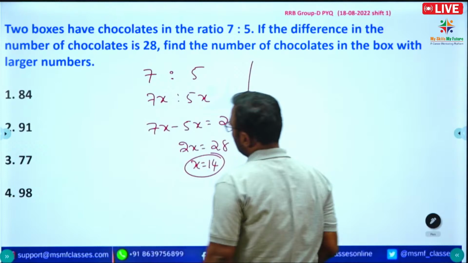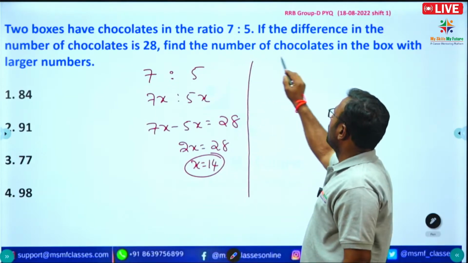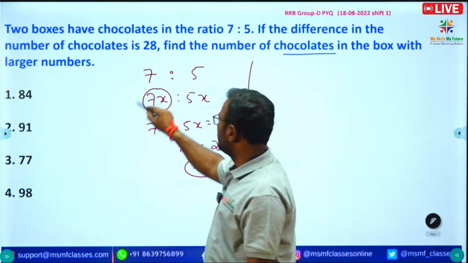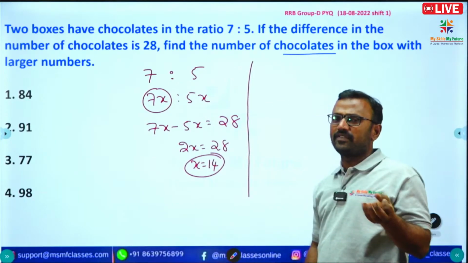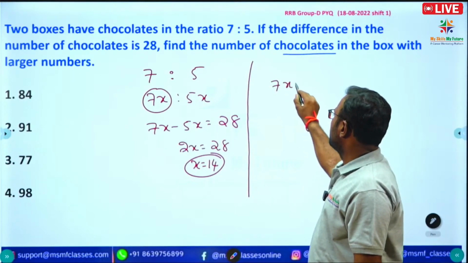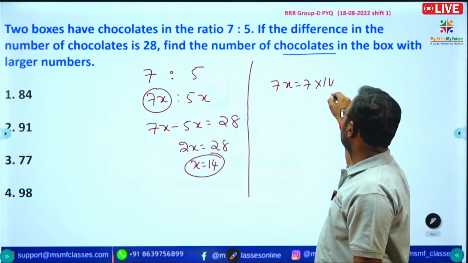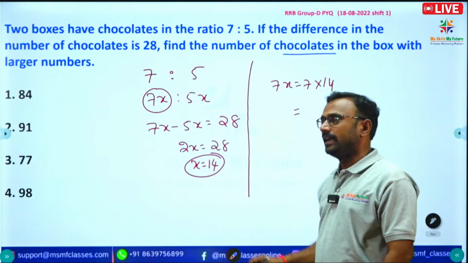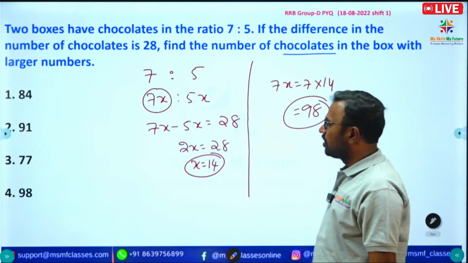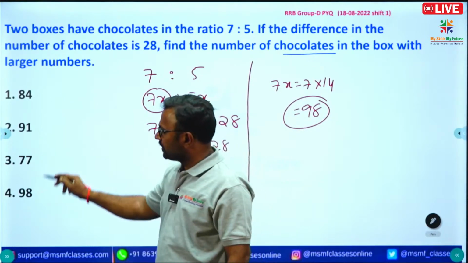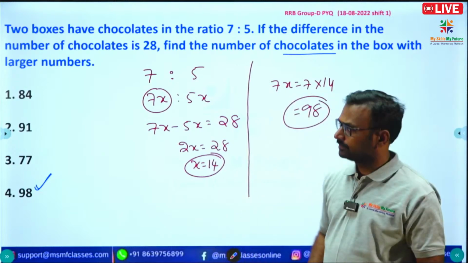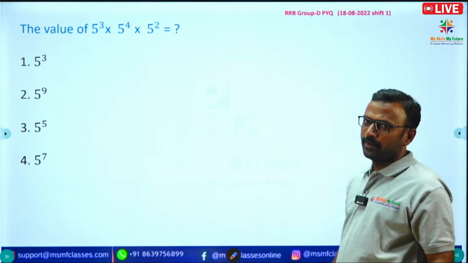So what is our question? Find the number of chocolates in the larger box. Seeing the ratio itself we can say the larger box is 7 and the smaller box is 5. So 7x, x is equal to 14. 7 into 14, 14 sevens are 98. So the number of chocolates in the larger box is 98. If you see, option 4 having 98 is correct. Okay, right. So next question, it is a basic level question.